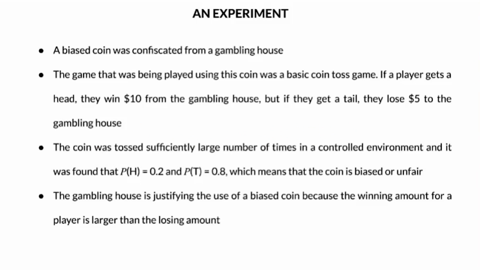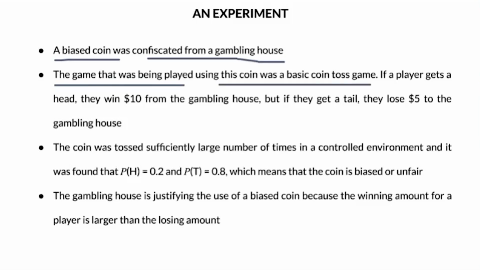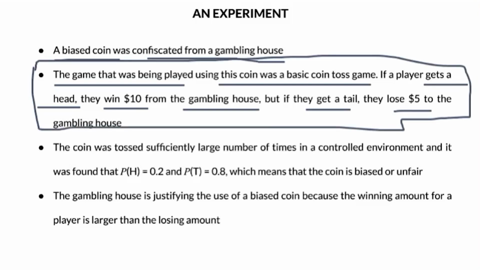Suppose that a biased coin was confiscated from a gambling house. Now the gambling house obviously allows for gambling, right? The game that was being played using this coin was a very basic coin toss game. If a player gets a head, they win $10 from the gambling house, but if the player gets a tail, they will lose $5 to the gambling house. Now on the surface, this is the information that the public has, correct?